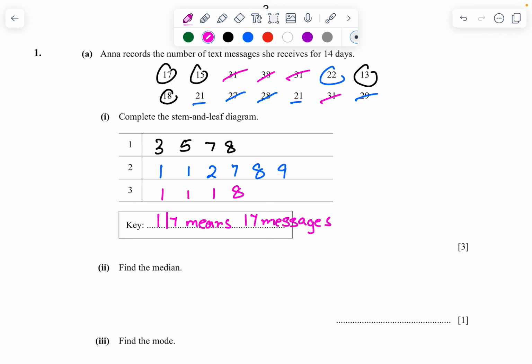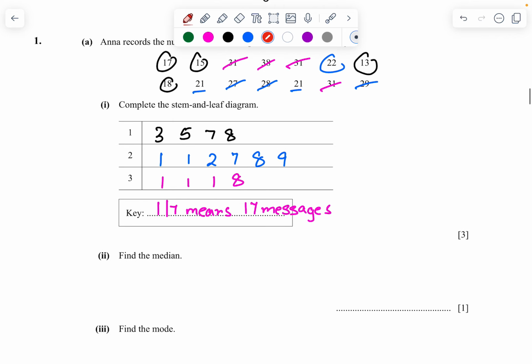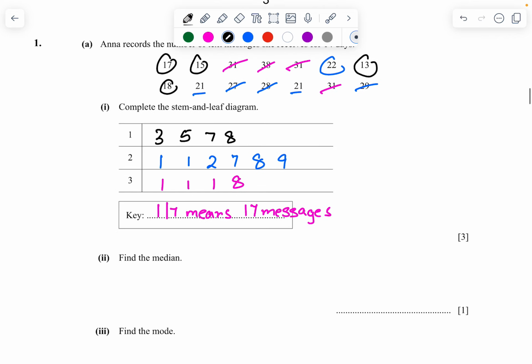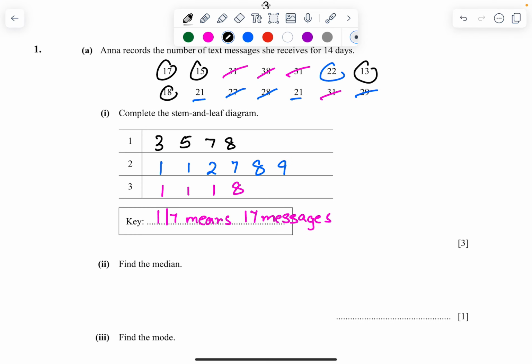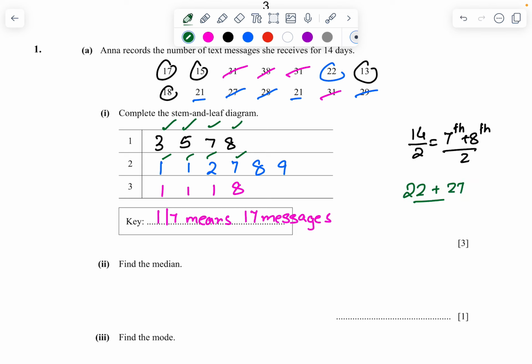Find the median. The median is nothing but the middle number. How many numbers are there? 14. So 14 divided by 2 gives the seventh term and the eighth term's average. Counting the seventh term: 1, 2, 3, 4, 5, 6, 7, and the eighth. 22 and 27 divided by 2, which is 49 divided by 2, which is 24.5.